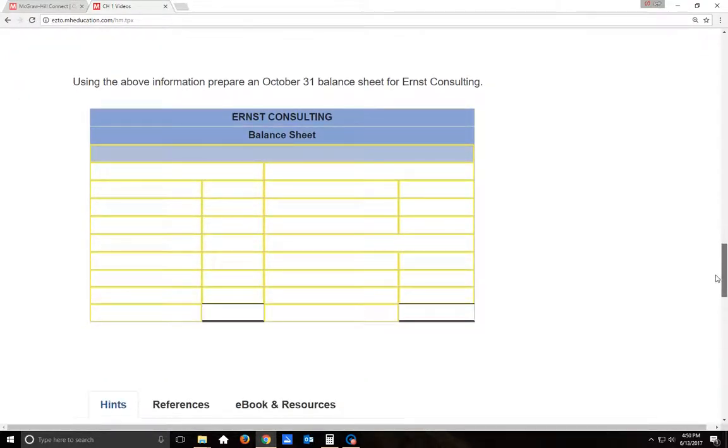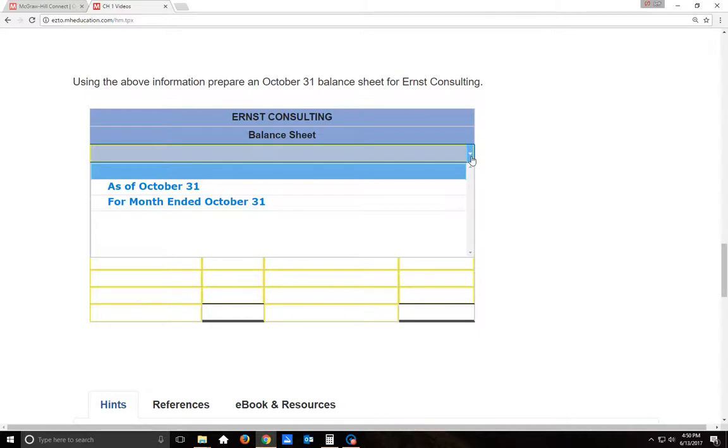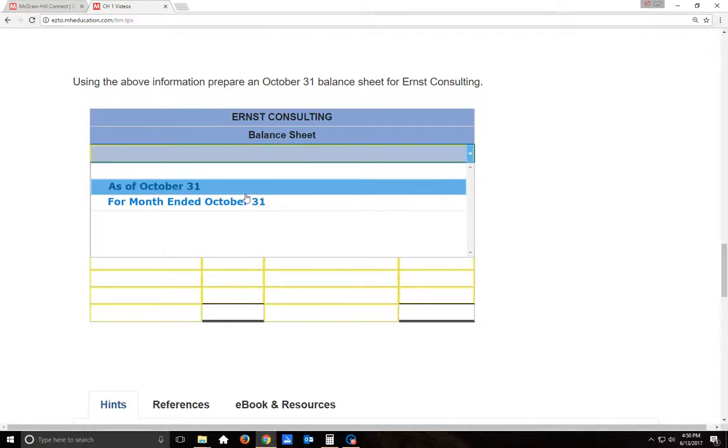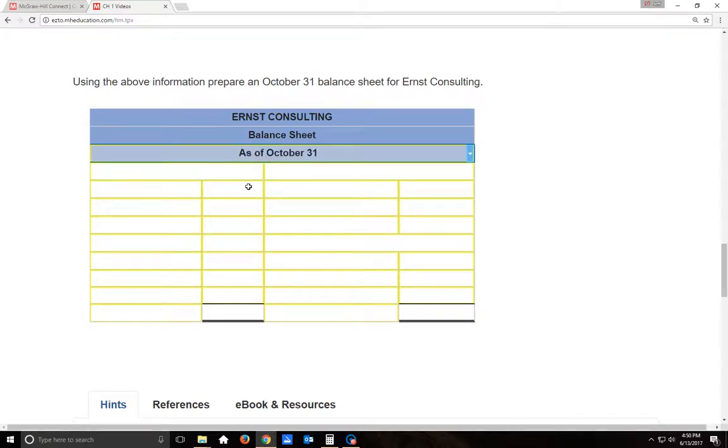And now we need to put together the balance sheet. So let's complete first the header section of the balance sheet. We have Ernst Consulting, balance sheet. What's the date information we put here? Do we put as of October the 31st or for the month ended October the 31st? The correct would be as of October the 31st.